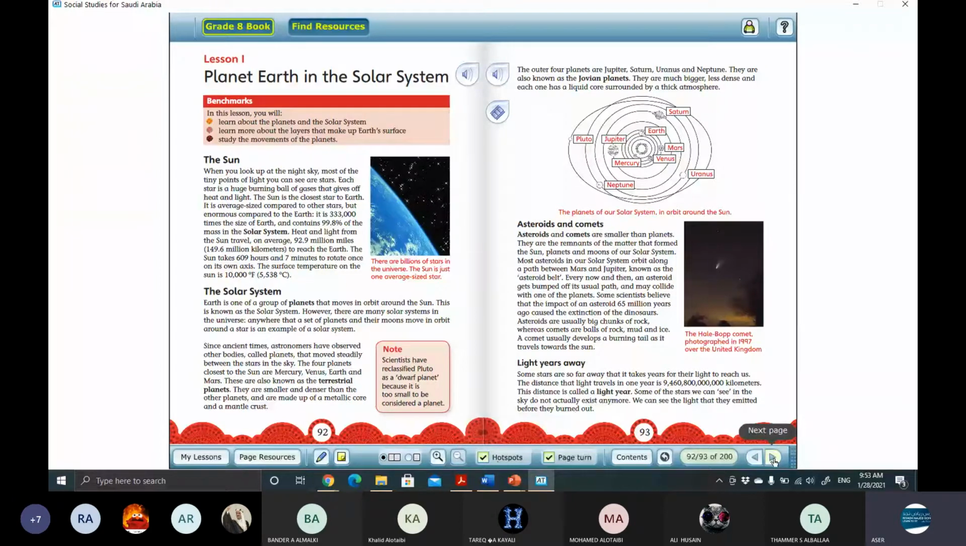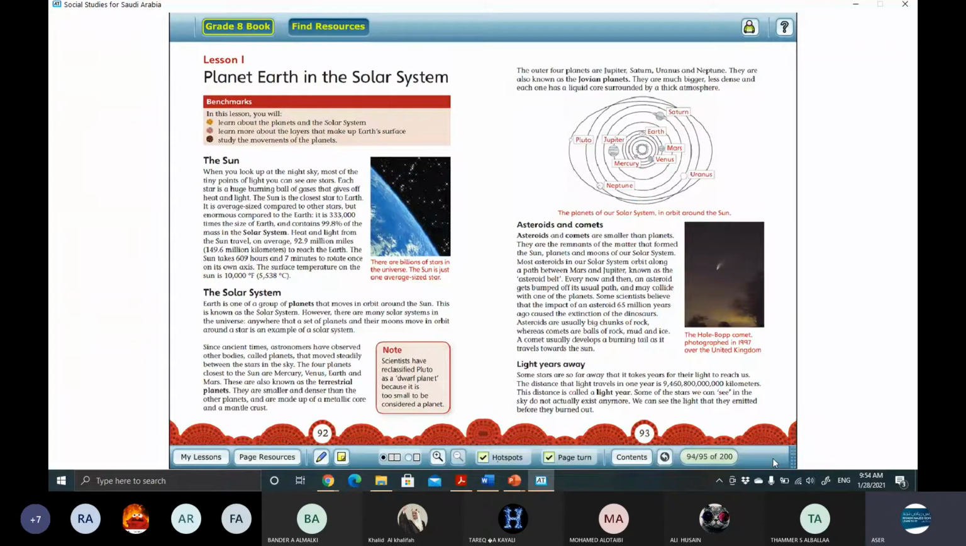Okay, so regarding the light year, we have spoken about why we use it, as there are some planets, meteorites, and stars very, very far away from our own solar system, and we cannot measure the distance using kilometers. So simply we use the light.